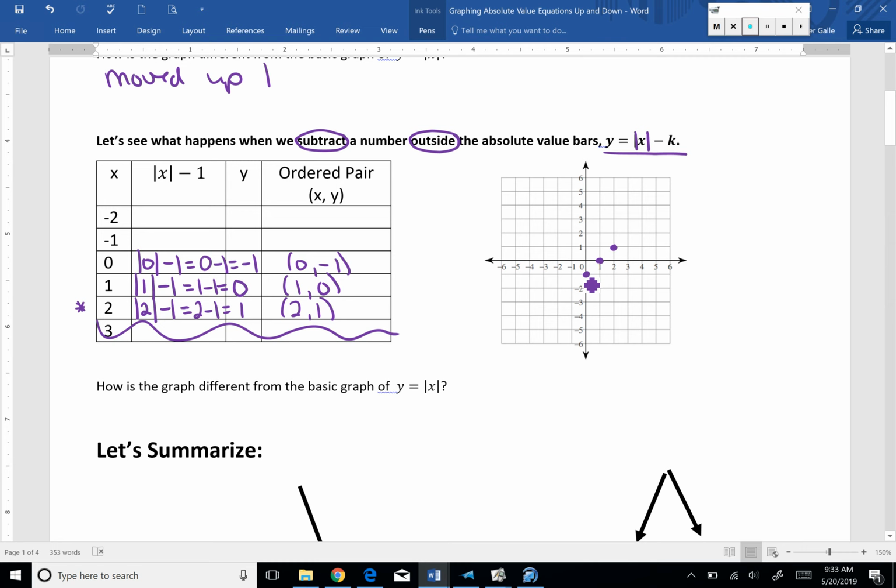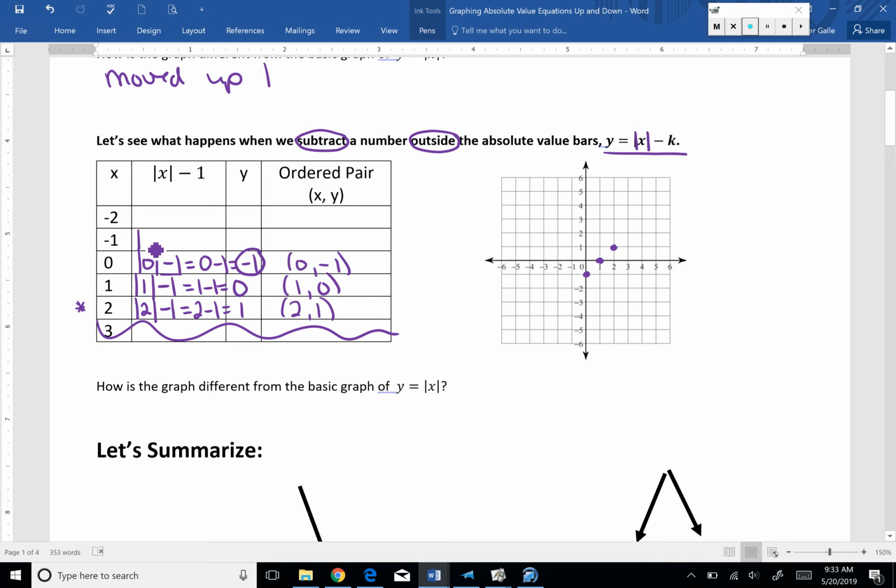Now here's where we have to be careful. I can get y values that are negative. Just because there's absolute value in an equation doesn't mean I cannot get negative results or negative y values. The absolute value of 0 was 0. The reason why our final result was negative was because we subtracted 1 after we took the absolute value.